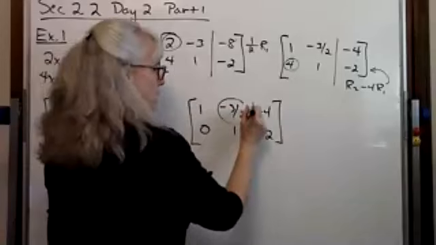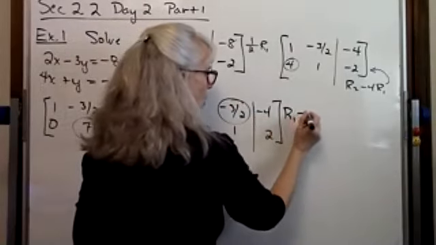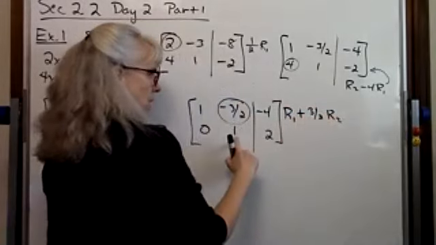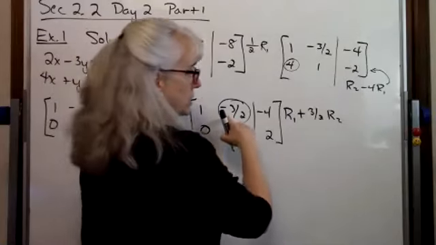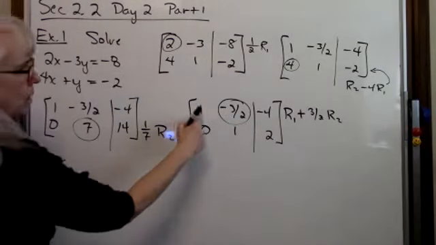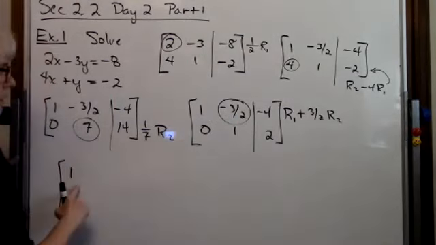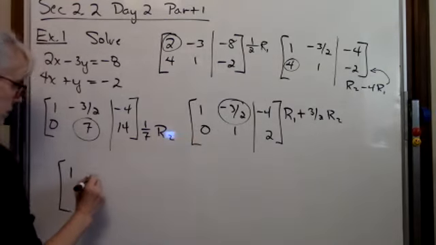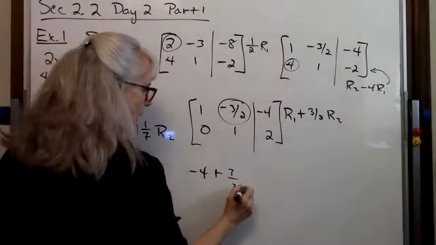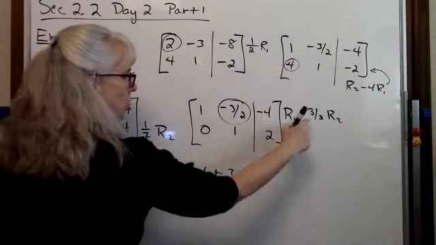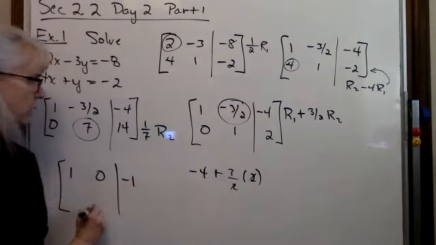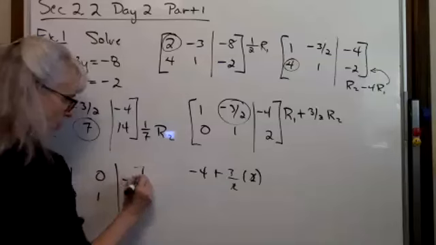We now need a 0 right here. So to do that, we're going to start with row 1. We're going to add 3/2 of row 2. So if I multiply this 1 by 3/2 and add it to the -3/2, we'll get our 0 like we need. So we know that 1 plus 0 is 1. -3/2 plus 3/2 is 0. In the next spot, we've got the -4 plus 3/2 times 2. Well, those are going to cancel. That's a -4 plus 3, which is just a -1. The bottom row will copy over. And we're done. It's now row reduced.